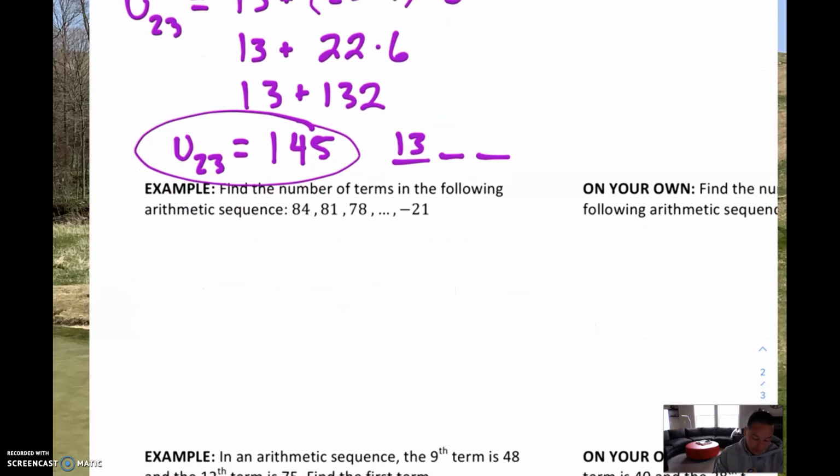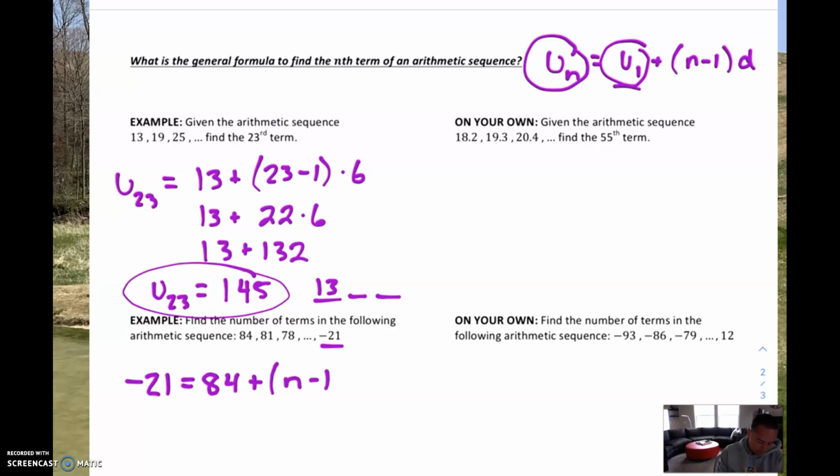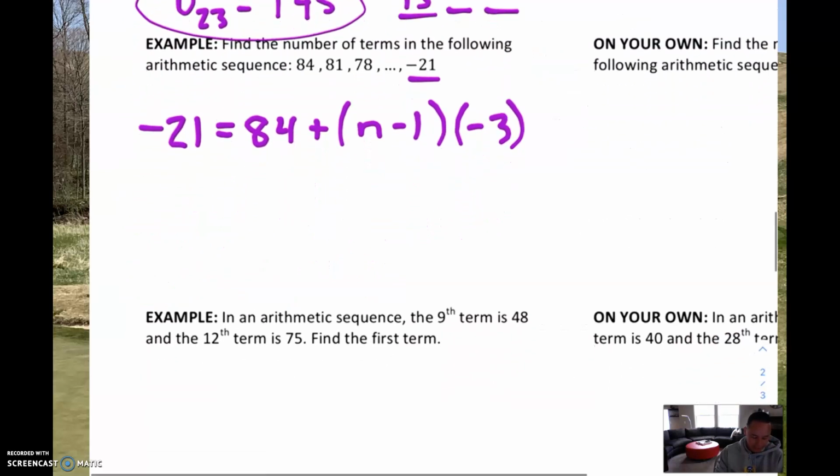Find the number of terms in the following arithmetic sequence: 84, 81, 78, and so on. And the last term we know is negative 21. So if we use this, our u sub n is now going to be negative 21. Our u sub 1, that's our first term, that's going to be an 84, plus, we don't know how many terms it is, so leave n by itself, and your common difference is negative 3. It's going down by 3 every single time.